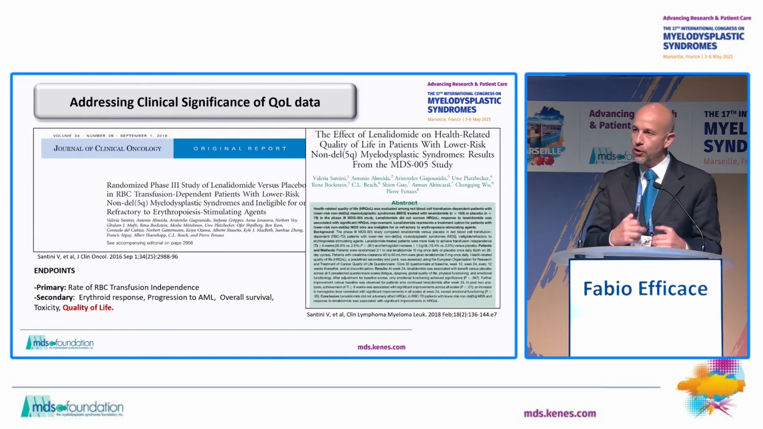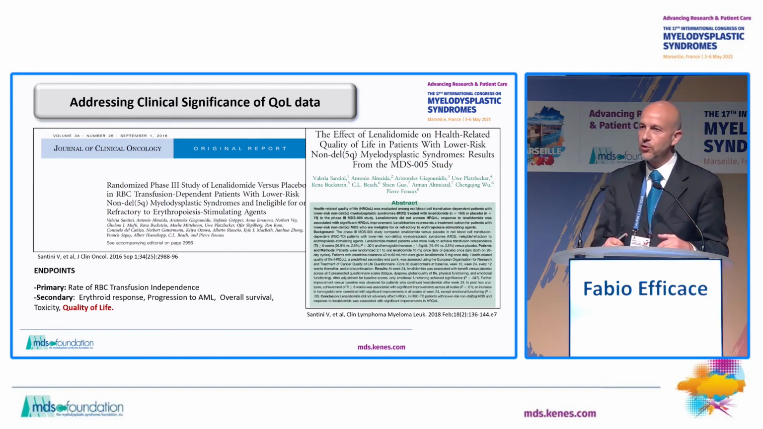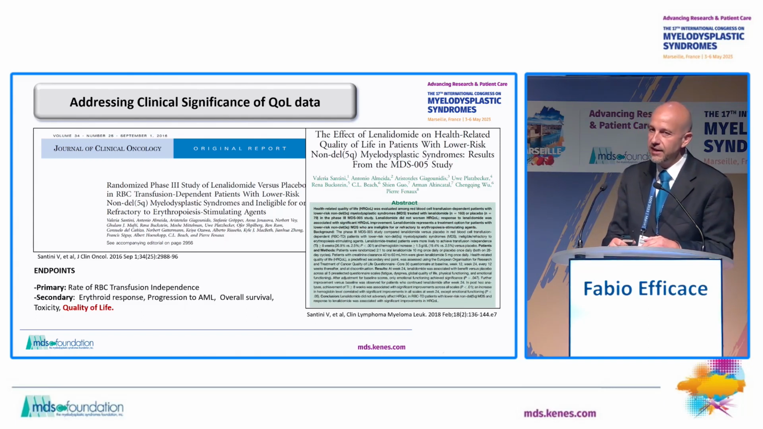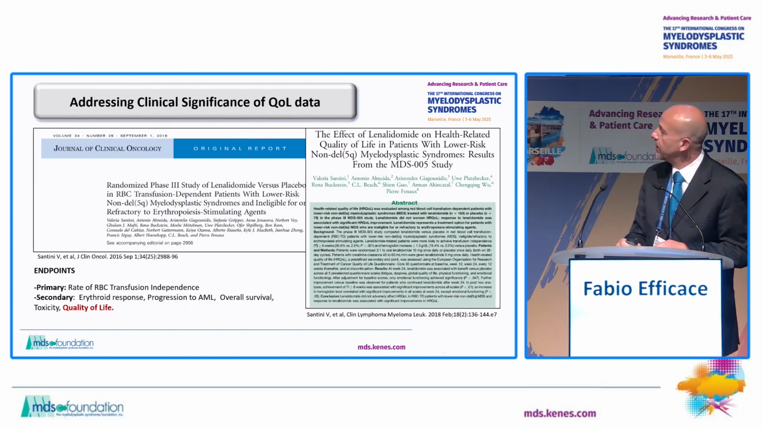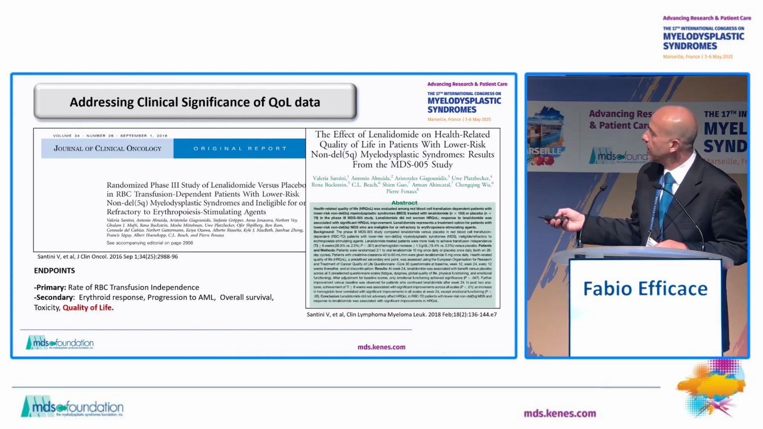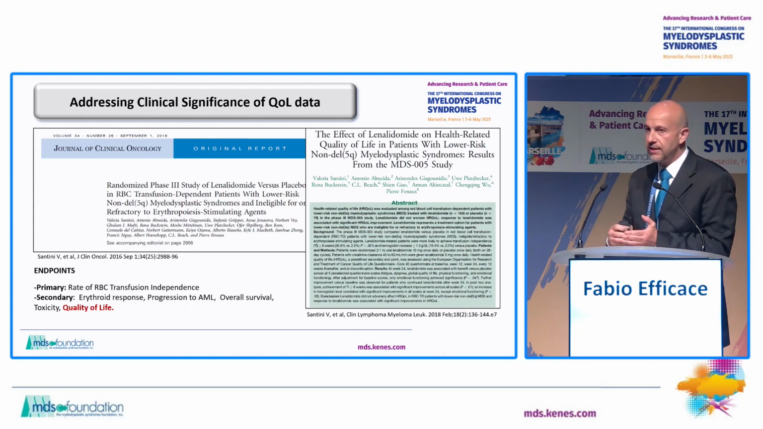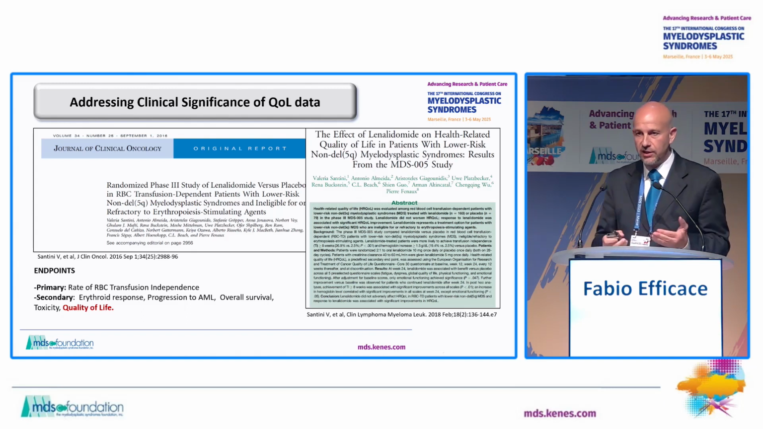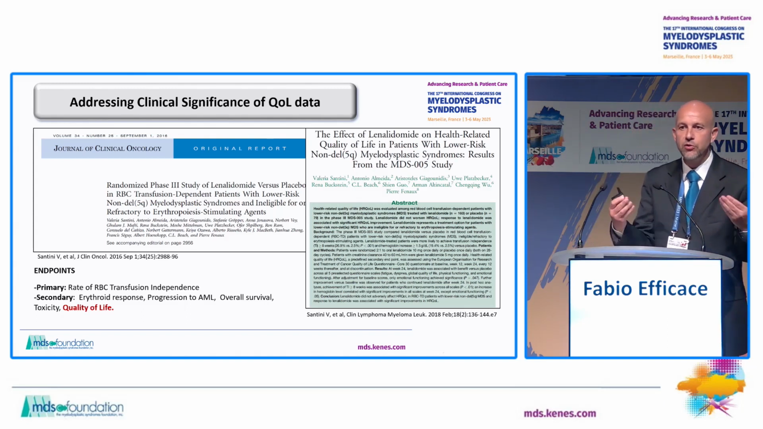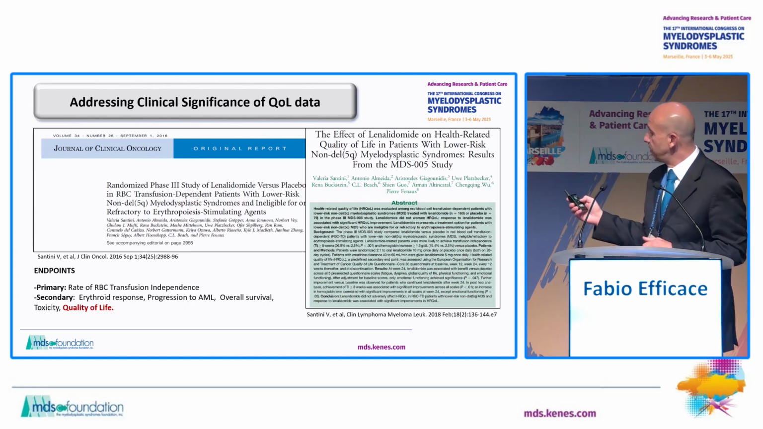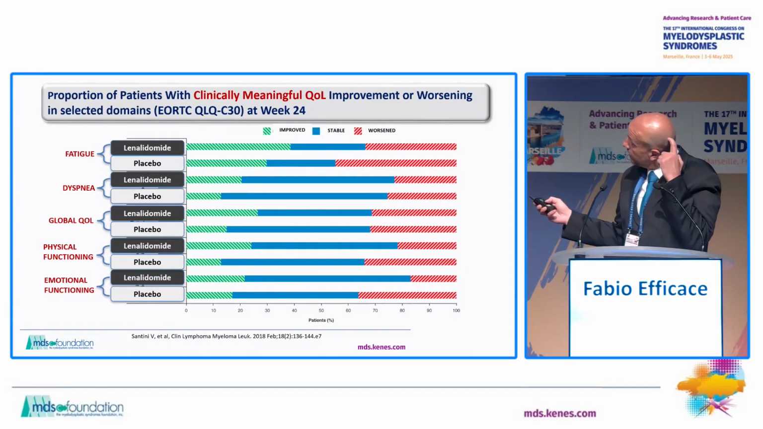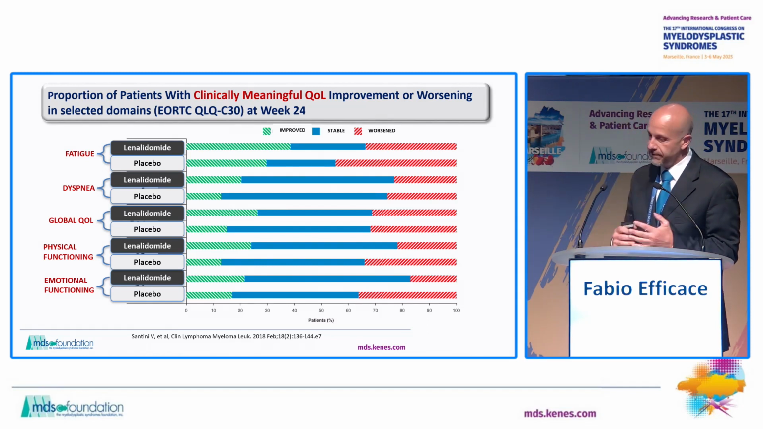I'm going to give you an example of one of the challenges and the way you should actually report and present the data. And I'm going to show you this. You probably know this trial. The primary endpoint was actually RBC transfusion independence rate in low-risk non-del5q. And you probably know this publication in JCO, but the authors actually published a standalone quality of life publication, and it should be done in this case because the amount of information you need to provide the scientific community is huge. So this is the way you can plot the clinical significance of the outcomes.